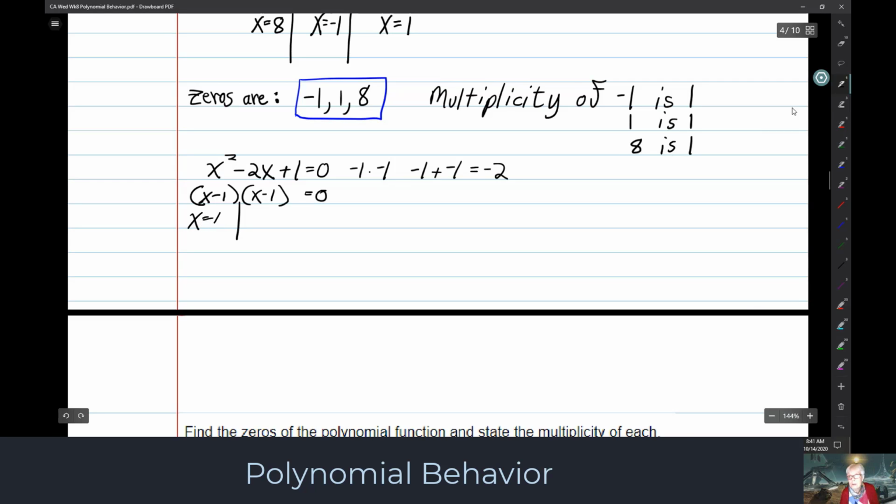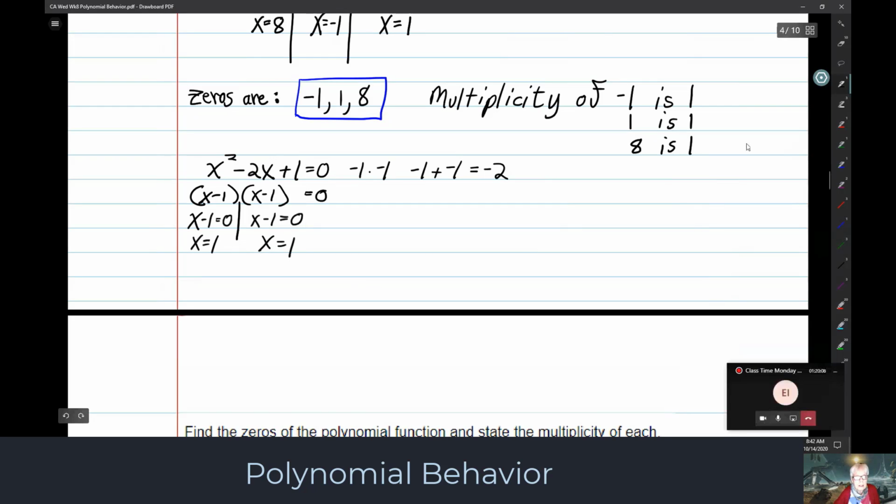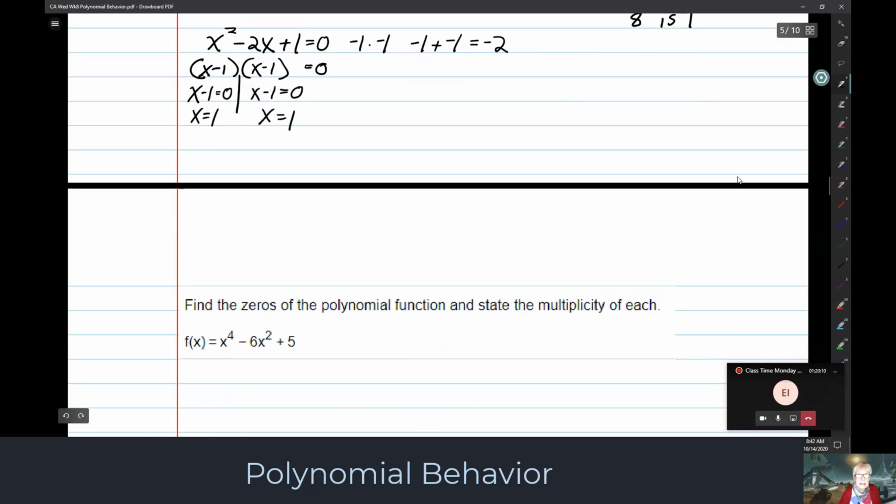Oh, I'm moving too fast. X minus 1 equals 0. X minus 1 equals 0. X equals 1 and x equals 1. Now notice that x is a 0.